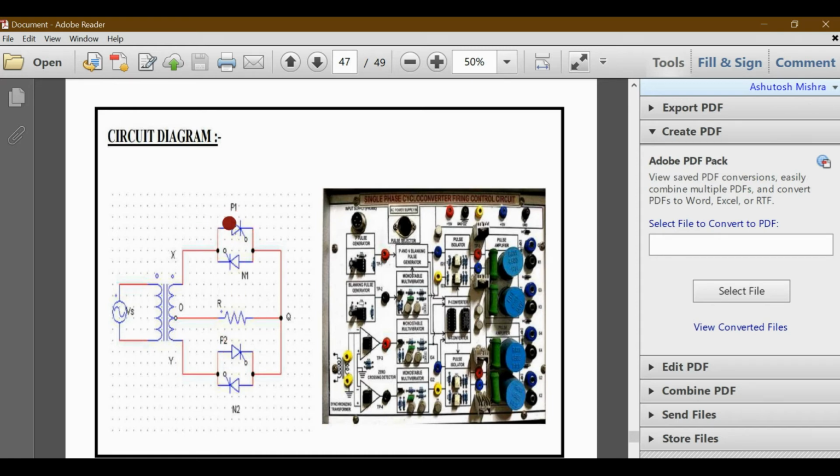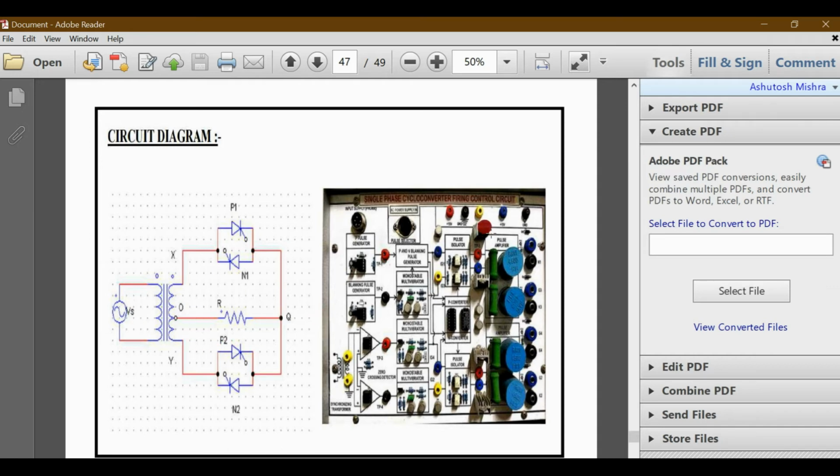These are connected directed from left to right, P1 and P2. These are called the two sets of thyristors for positive half supply, and during negative half supply, N1 and N2 will be operated. These are connected in reverse direction. N1 and N2 are the pair of thyristors connected in reverse direction. So basically P1 and P2 will be operated during the positive half cycle of the AC supply.